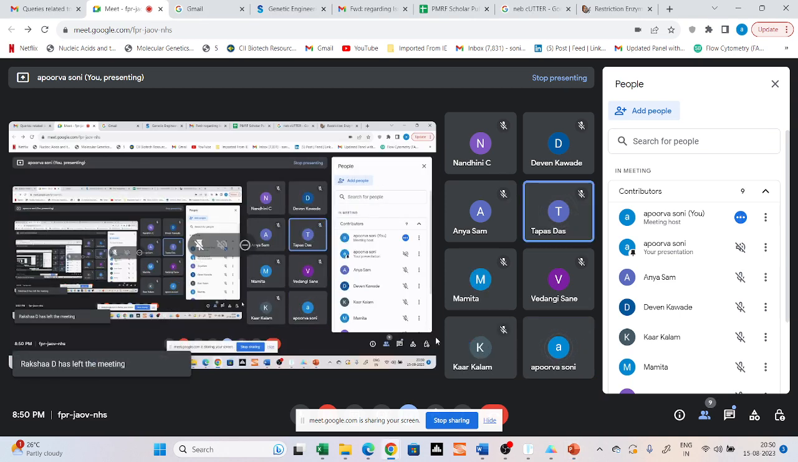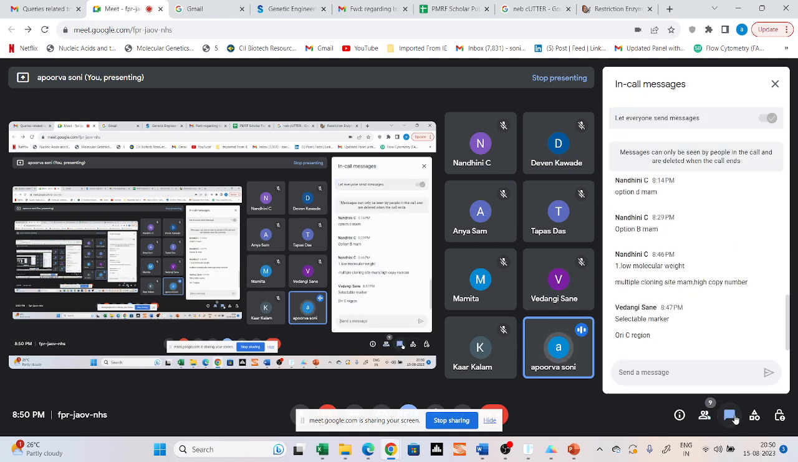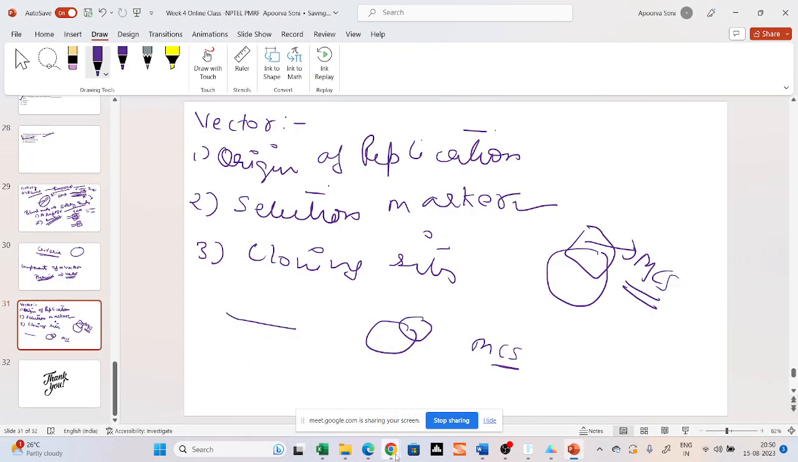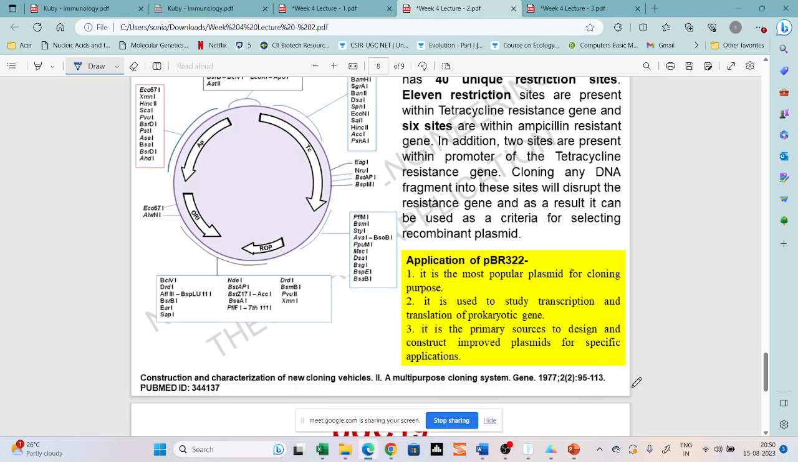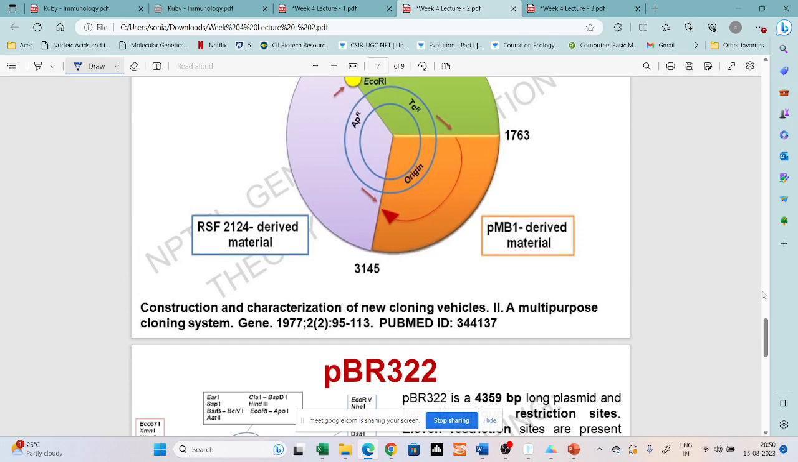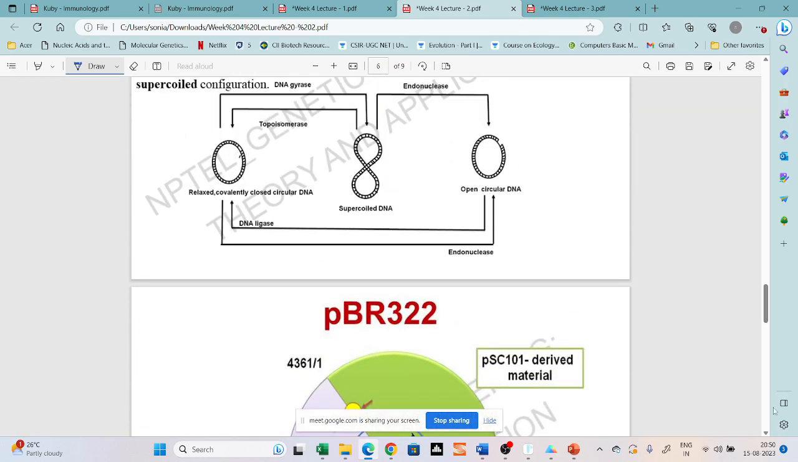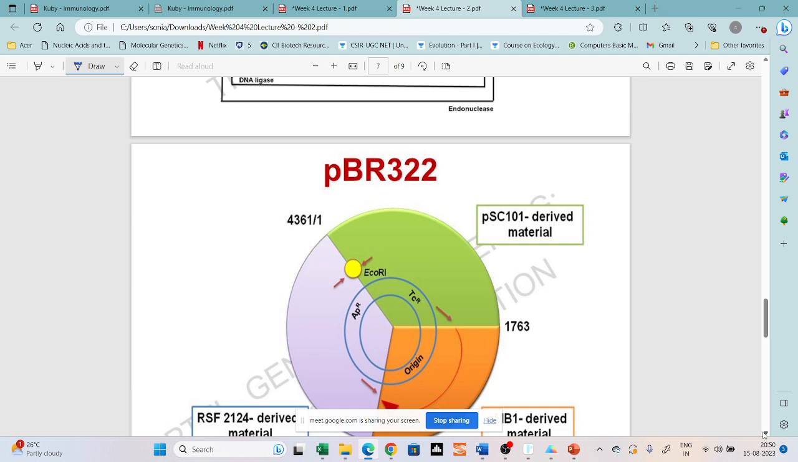Yes, ma'am. So Vedangi has said, okay, selectable marker, origin of replication. So I think now you know the basic criteria of a basic vector. Not a good vector, good vectors have different things. Now, we can have vectors of prokaryotic origin, and we can have vectors of eukaryotic origin. The first ever vector which was made was a prokaryotic vector, and that vector was pBR322.